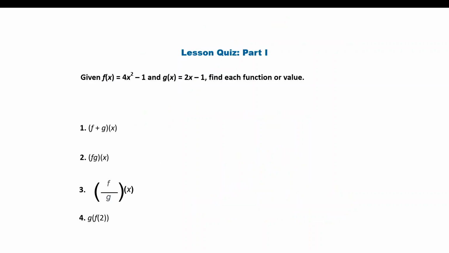All right, and we're headed towards the end of the lesson now. So if you want to turn your video off and do these 4 problems real quick as a quick review and make sure that you understand everything. All right, I hope that you took the time to do those. And here are the answers for number 1, 4x squared plus 2x minus 2. For number 2, 8x to the third minus 4x squared minus 2x plus 1. Number 3 is 2x plus 1, and x cannot equal 1/2. And number 4 is 29.